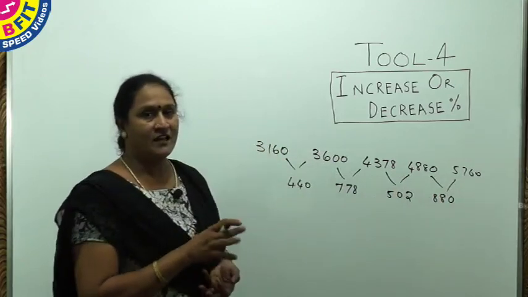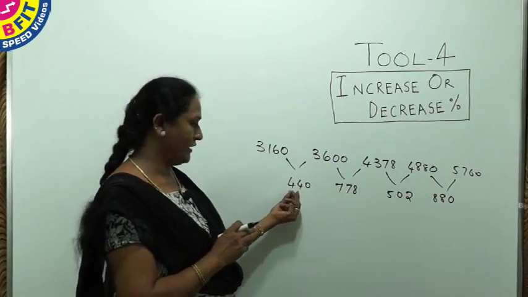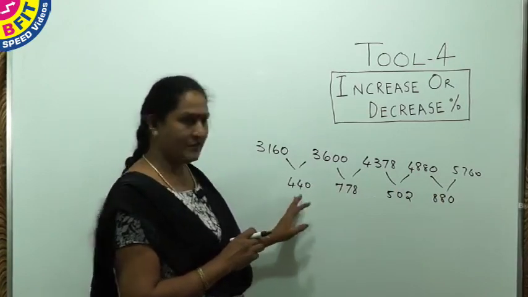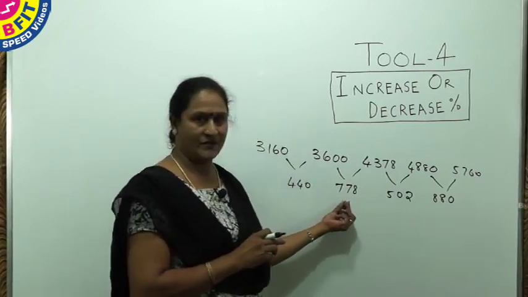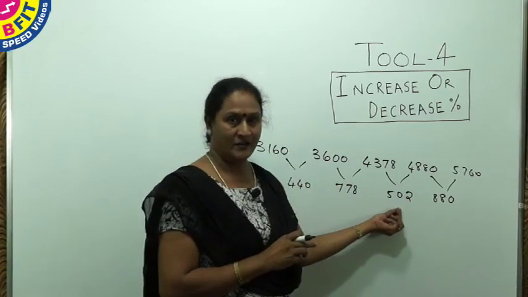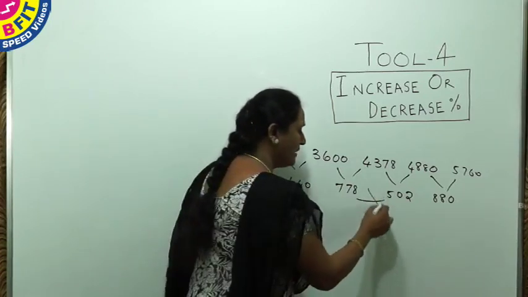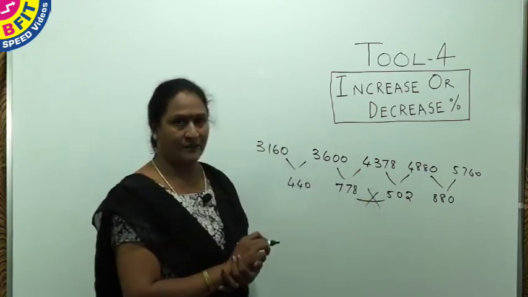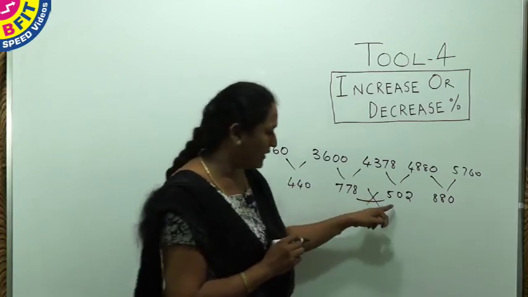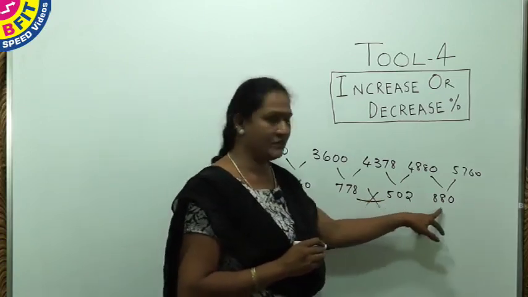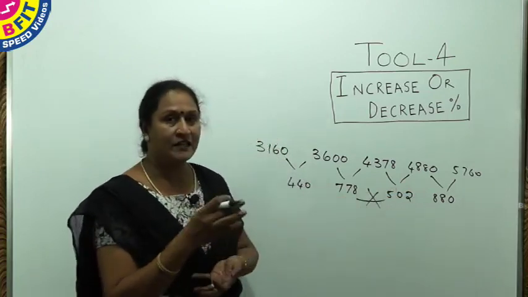Now we have to check in which year the increase is higher. When you check, 440 versus 778, the increase of 778 is more. And when you check the next year, the increase is 502, so the increase is lesser than the previous year's increase. So we'll omit this year's working. Now we check 440, 778 and 880, and which year the percentage increase is more.